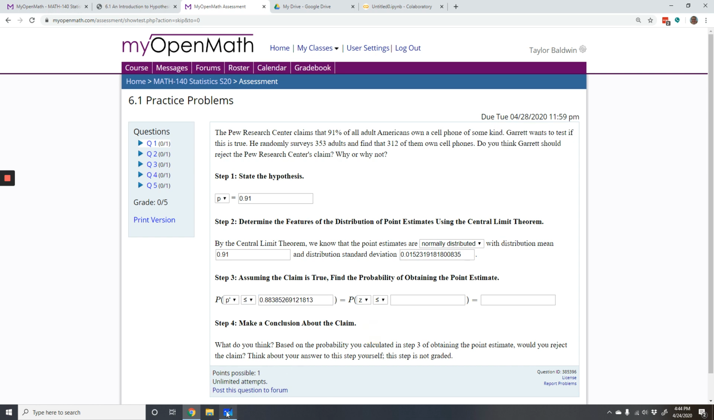Okay, so if you remember the z-score, find a z-score by taking your point estimate. In this case, that would be p prime, subtracting the mean of your distribution, that's mu sub p prime, divided by the standard deviation of your distribution, sigma sub p prime in this case. Okay, and remember mu sub p prime, that's just your population proportion p, which we are assuming is 0.91.